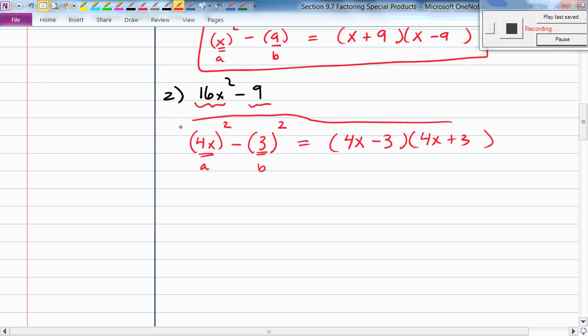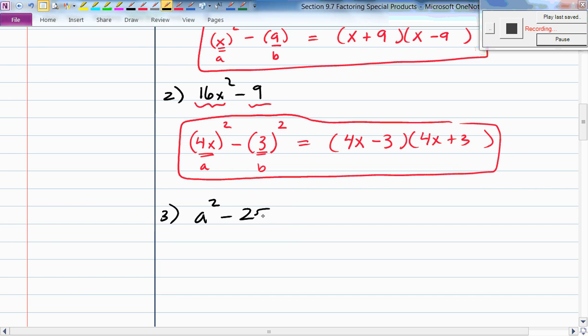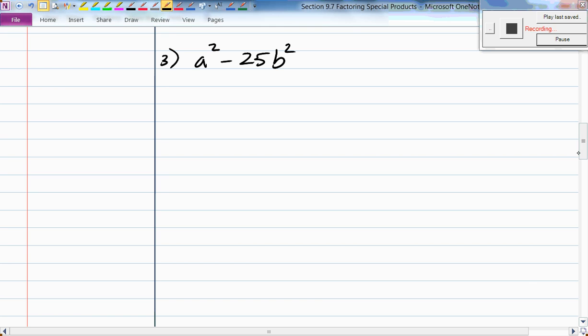Very good. All right, so looks like you guys are catching on. Let's do the third one here. What if we did a squared minus 25b squared. Okay, ask yourself, is there a minus sign? Is this two things being squared? Yes, so let's figure out this part and let's figure out this part.